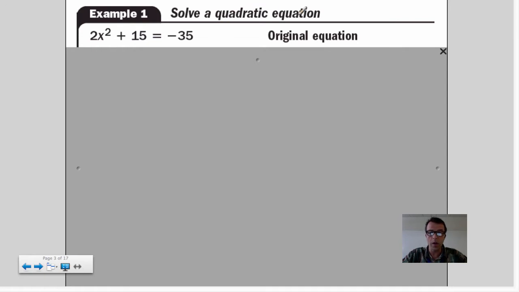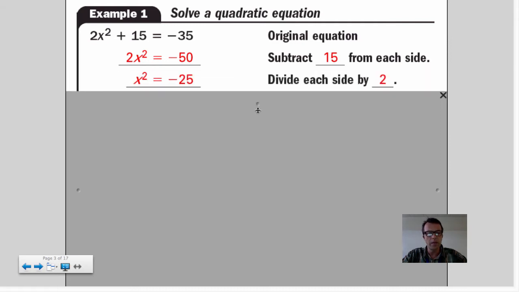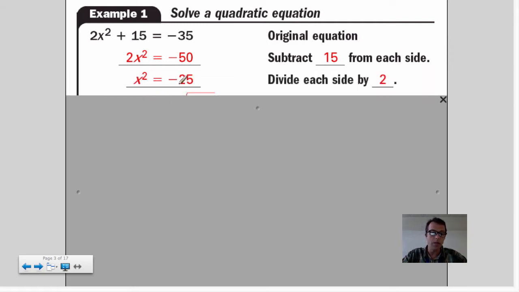This is solving quadratic equations. It looks just like an equation out of section 4.5. But as we go through the steps, you see right away that you're heading towards a negative square root. First we subtract 15 from both sides, and then we divide by 2. So now you're geared up. You have x squared equal to some number, and you're going to take the square root of both sides.